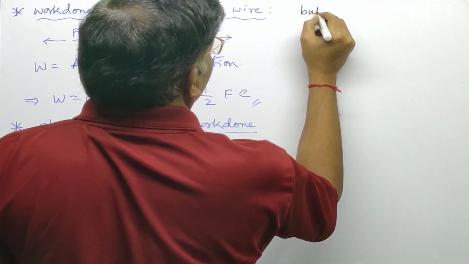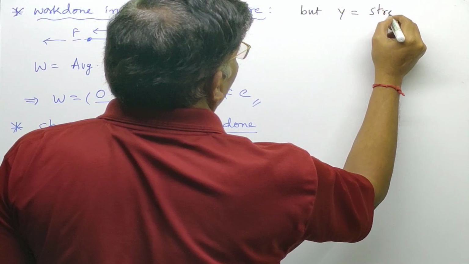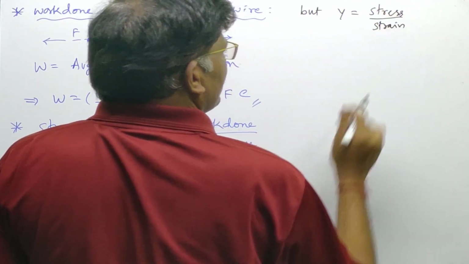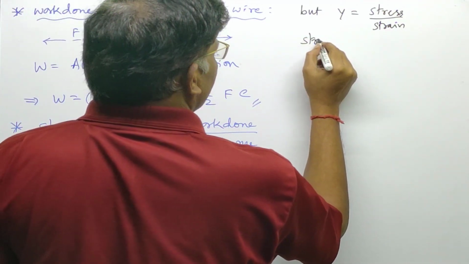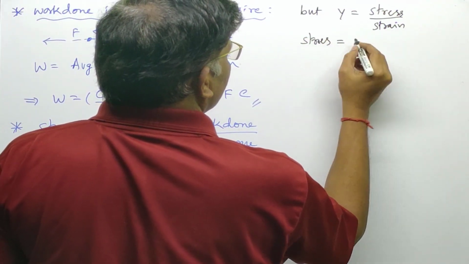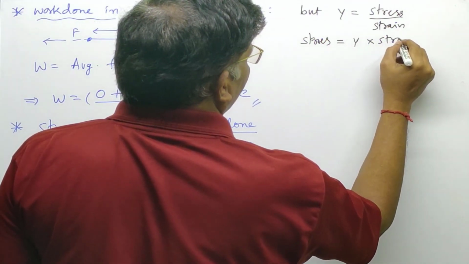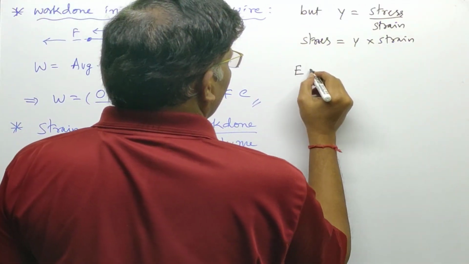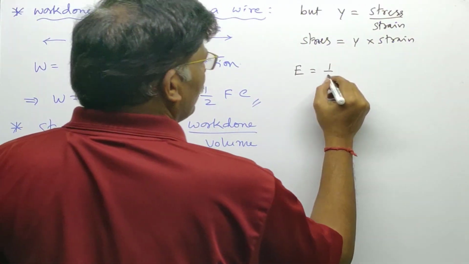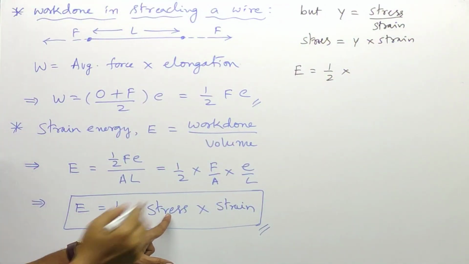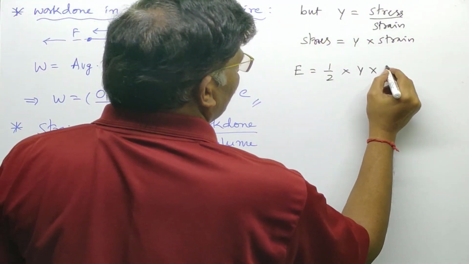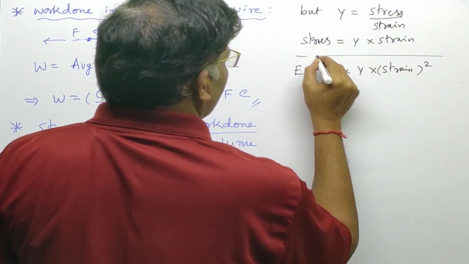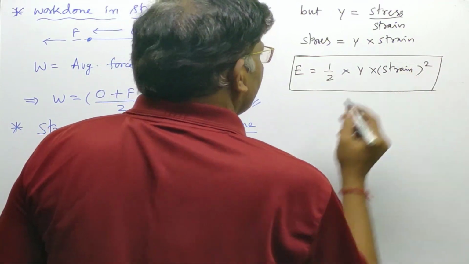But from Y is equal to stress divided by strain, stress can be written as Y into strain. By substituting the stress value, the strain energy E is equal to 1 by 2 into Y into strain into strain, that is strain square. This is another form of strain energy.